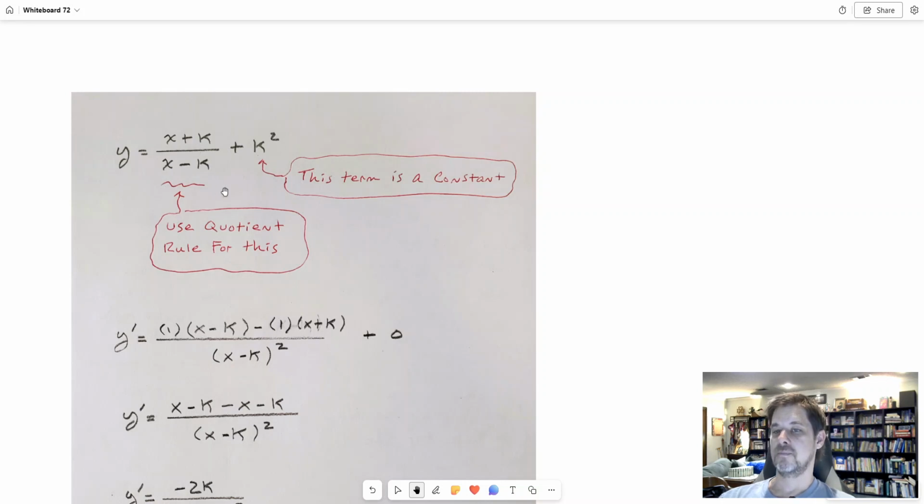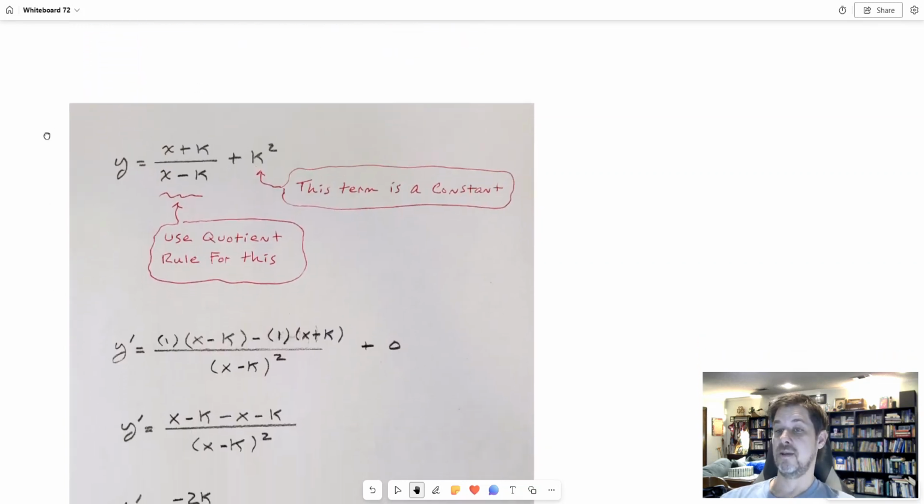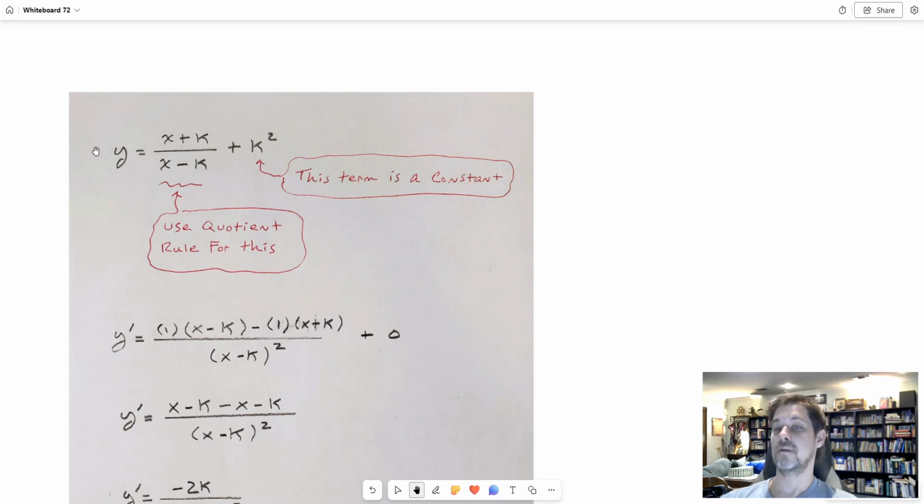This part of it, I would use the quotient rule. X is a variable. It's the independent variable. I get one function divided by another. Plus, and then this is just a constant. If k is a constant, if k is some fixed number, then k squared is also a constant. K squared is also some fixed number. Remember, the rules in calculus apply differently depending on whether you're dealing with a constant or a variable.